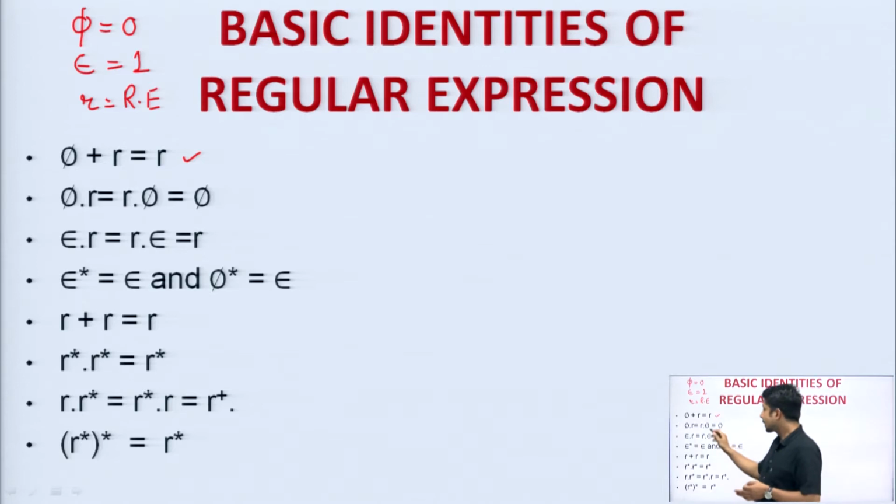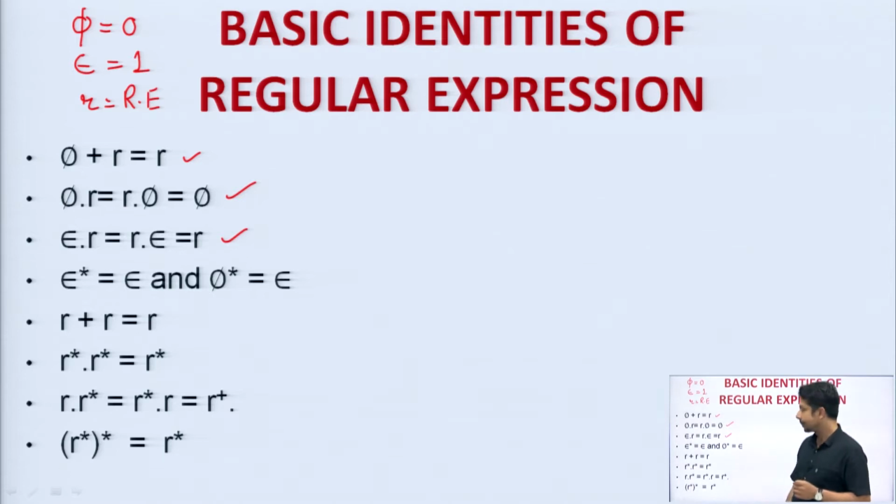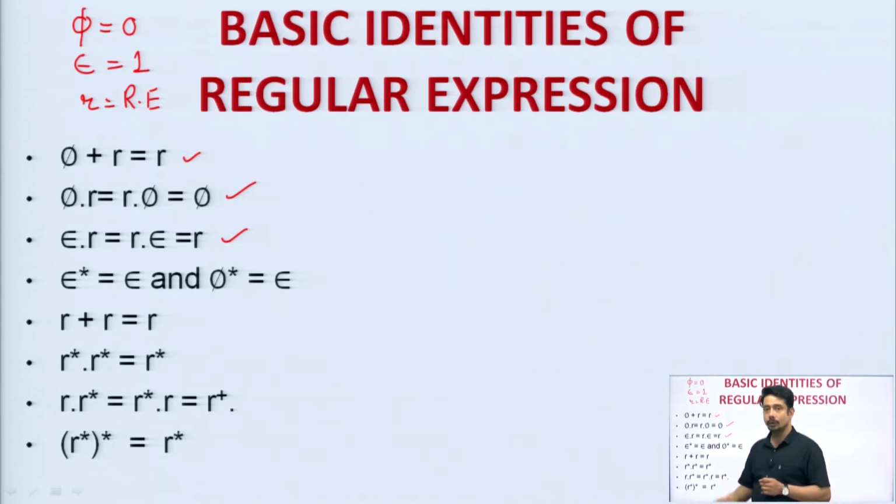Next comes phi dot r, meaning 0 dot r, or 0 concatenated with r or r concatenated with 0, which will always result in 0 or phi. Got it? Next, epsilon, that is 1, concatenated with r, or r concatenated with epsilon, will always give you r. Next, epsilon to the power star, the Kleene closure, will always give you epsilon only. 1 to the power anything will always give you 1, and phi to the power star, the Kleene closure, will give you epsilon.